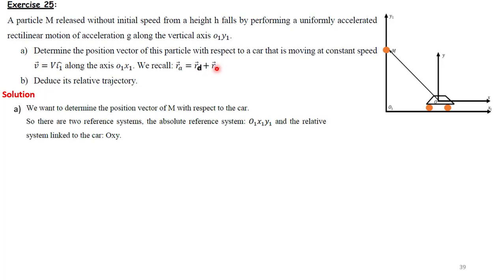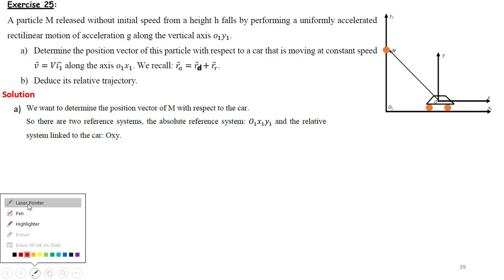So let's start, in fact, to distinguish between the two frames of reference. The first frame of reference, O1 x1 y1, is not moving. The observer O1 is at rest. And the second reference frame is related to the car, the moving car. So here, OXY is moving to the right with a constant velocity vector.